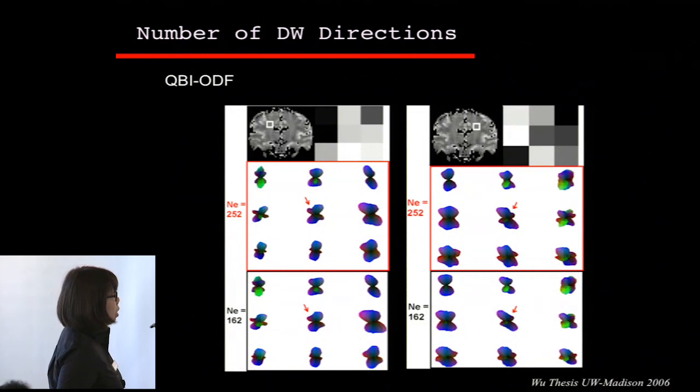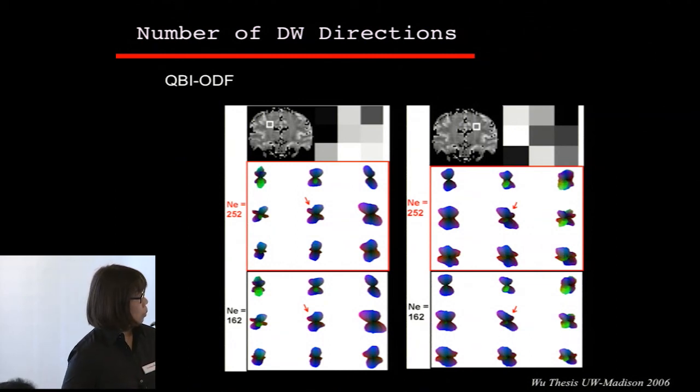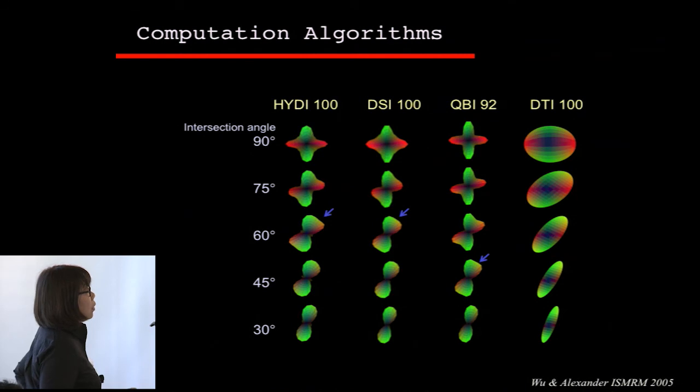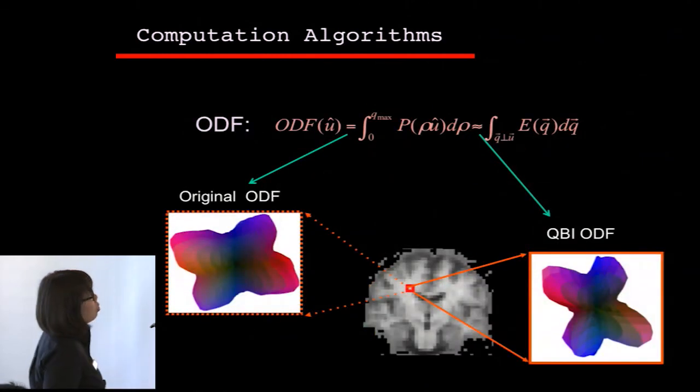The human data with 252 directions versus 162 directions, more directions is able to show these two fibers more clearly than a smaller number. And also here, different computation algorithms are compared, 4 kinds, and some computation algorithms are more sensitive to this smaller intersection angle compared to others. And also using ODF, if we use the original radial projection ODF, the profile looks chubby, but if you use the QBI ODF, it is sharper.